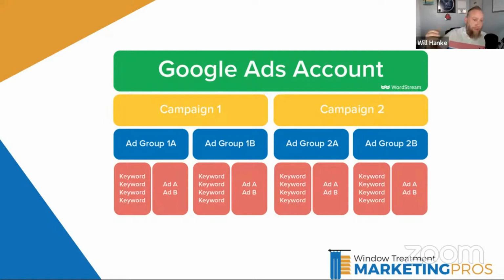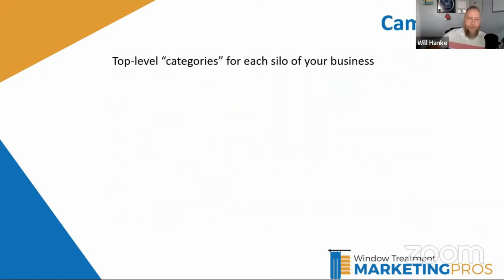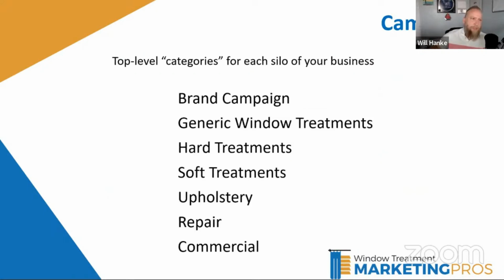Again, where you can ramp up certain things. You want to sell more motorization? Well, you probably have a campaign specifically for motorization that you can add more budget to, for example. So when it comes to campaigns, they're the top level, kind of like the top of the silo. And there's a lot of different ways that you can go about building a campaign.